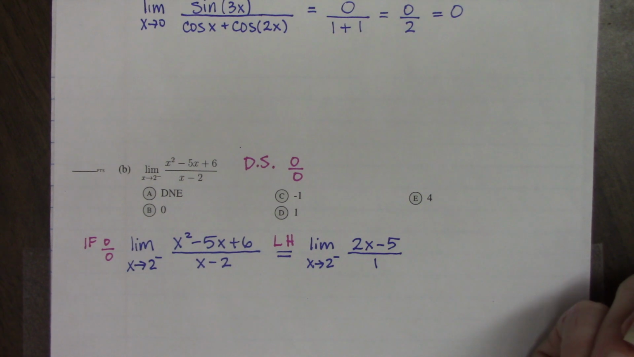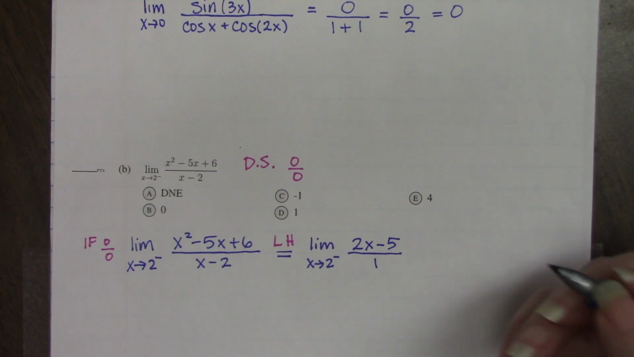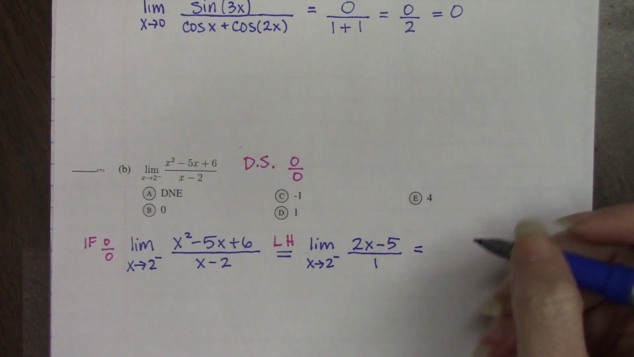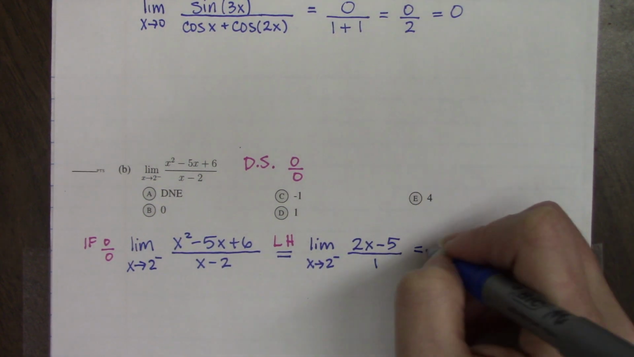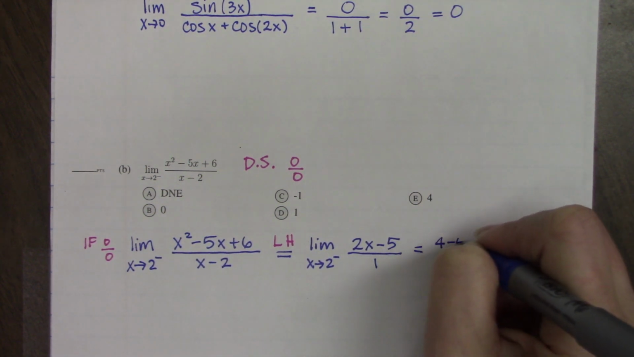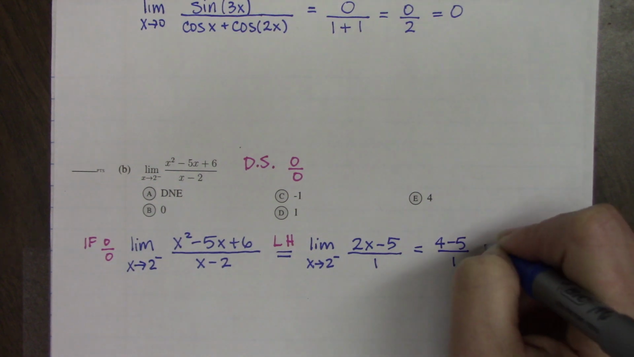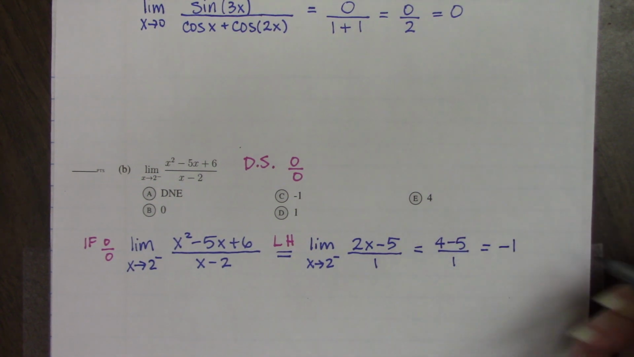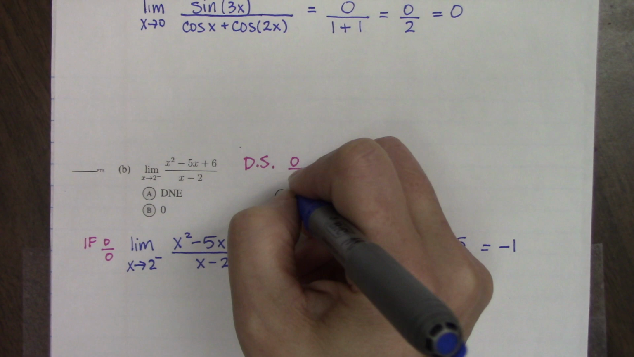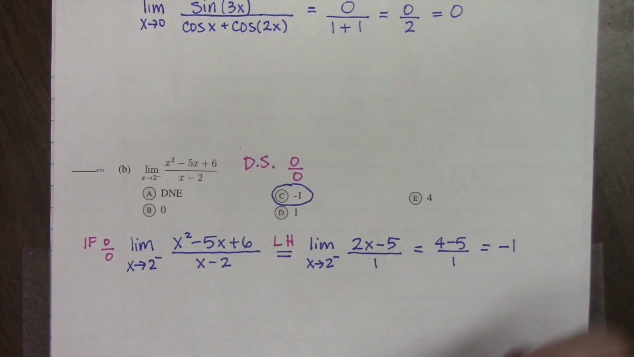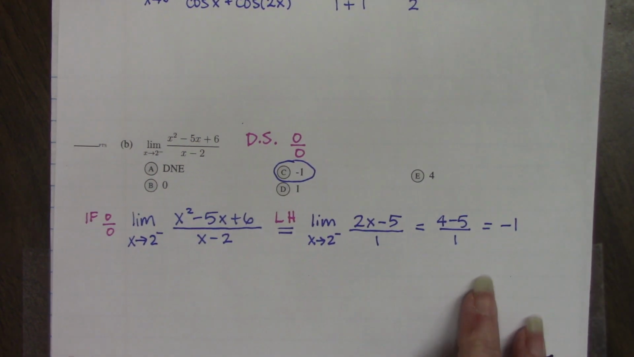Then you attempt direct substitution again. If you get a number, you're done. If you're still getting an indeterminate form, then you may have to use this multiple times. So if we try to plug 2 in now, we'll see that the numerator gives us 4 minus 5. The denominator is 1, and this works out to be -1. So that's one way we could arrive at the answer of -1.